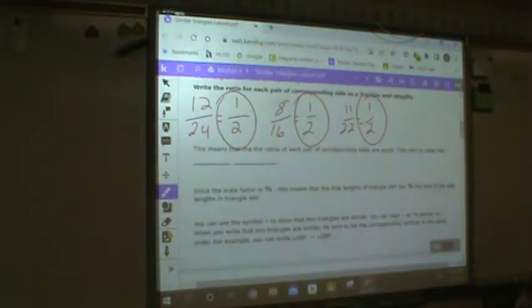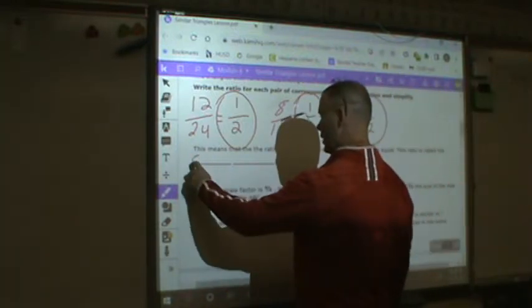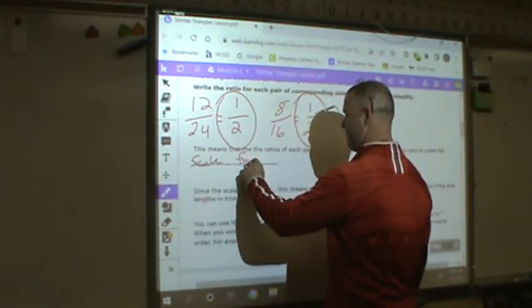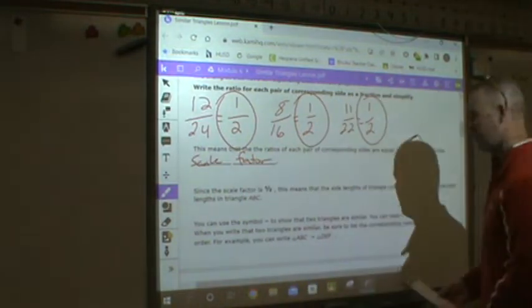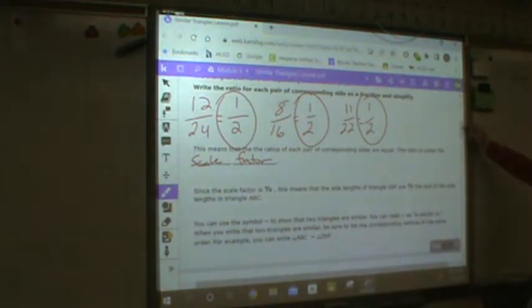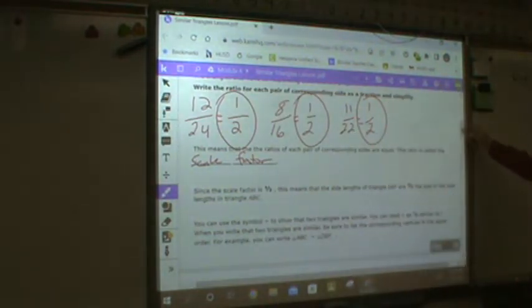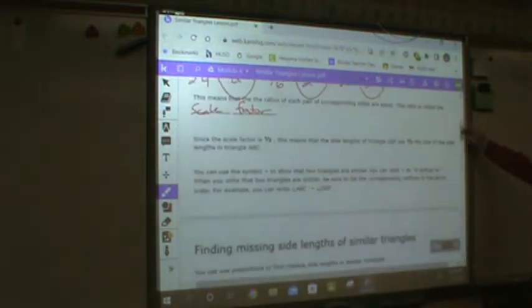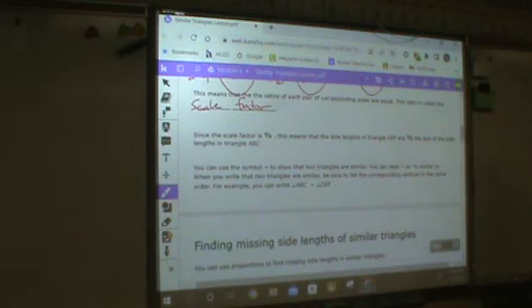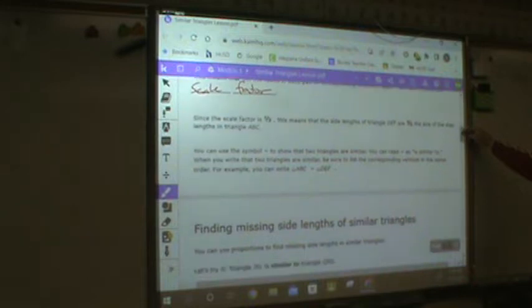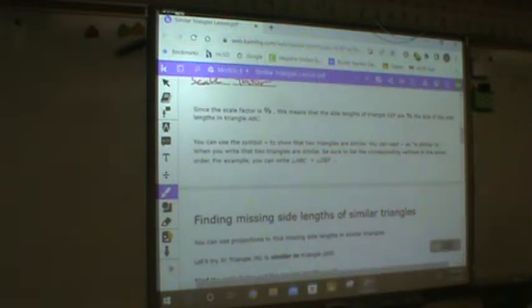This means that the ratios of each pair of corresponding sides are equal. The ratio is called the scale factor. And that's exactly what I said. Since the scale factor is 1/2, if we'd have set it the other way, if we'd have reversed it and not cared, we'd have got 2 over 1. And that was not accurate. All right? Since the scale factor is 1/2, that means that the lengths of the triangle DEF are half the size of the side lengths of triangle ABC. Go back and double check that.